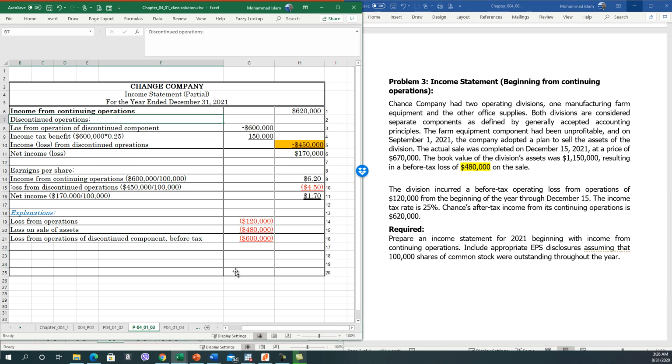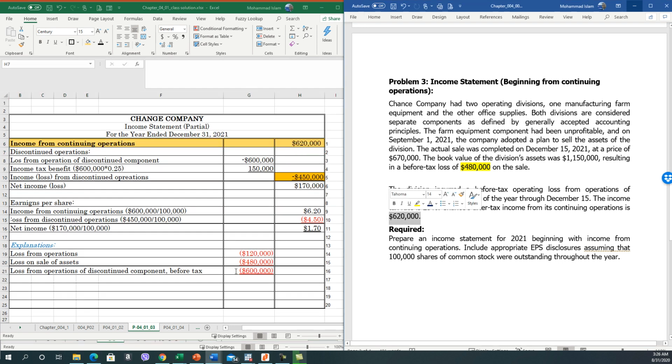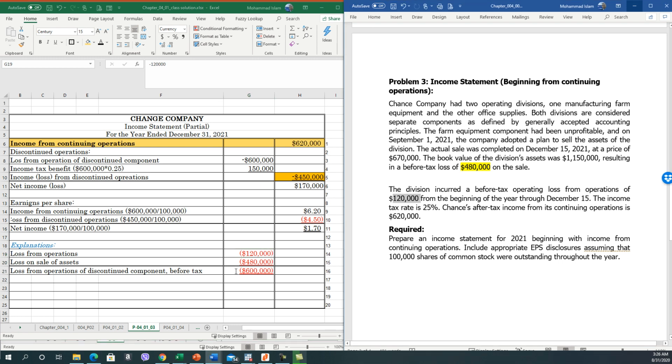We started with income from continuing operation, that is 620,000. Then discontinued operations. So the loss from operation of discontinued component is 600,000. How do we get that? Go to the explanation here. The loss from operations is 120,000. We can see that there is a loss from operation of 120,000.